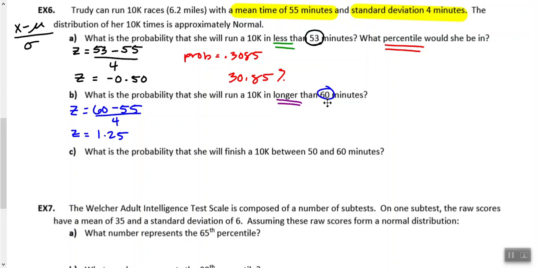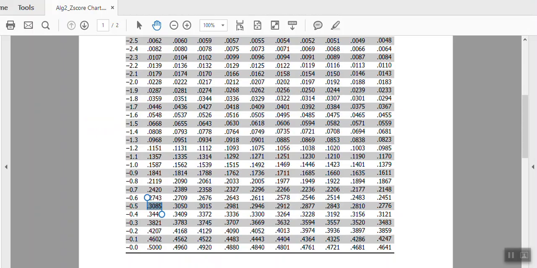Now this question is asking for everything that is longer than 60 minutes. Longer is like saying above. And since we're dealing with above, I can't look up 1.25. I actually have to look up a z-score of negative 1.25. So I go to my chart, I have my negative 1.2, and then I need to go over to 5, and I get a probability of 0.1056.